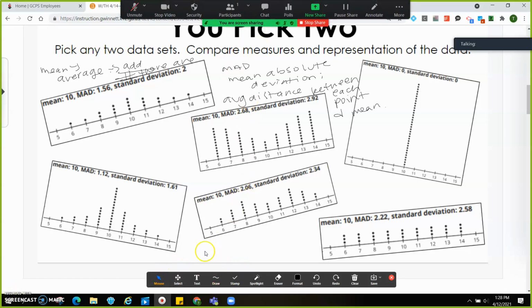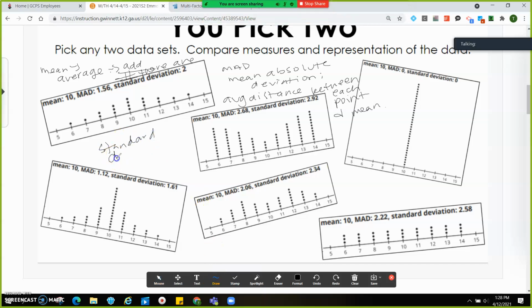And then standard deviation is kind of like how spread out this data is, okay? And so basically it is the measure of the amount of variation or dispersion, you're going to see that word sometimes, of a set of values. Look at that neatness.